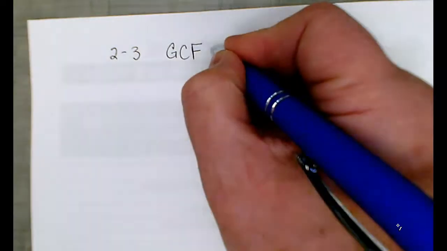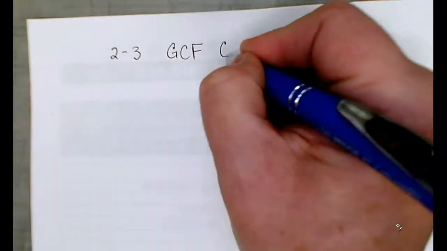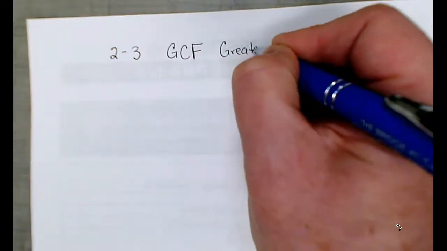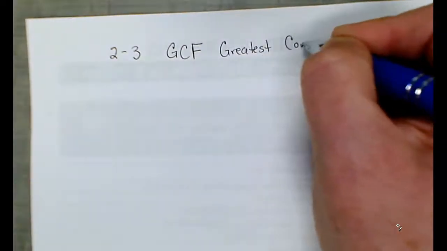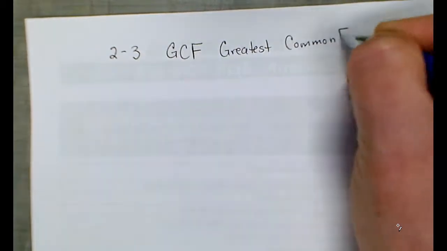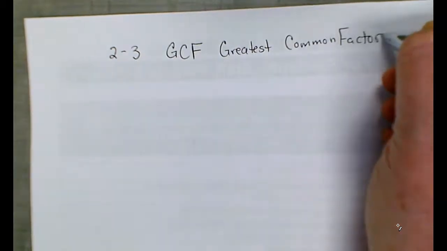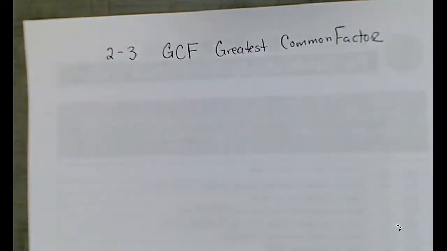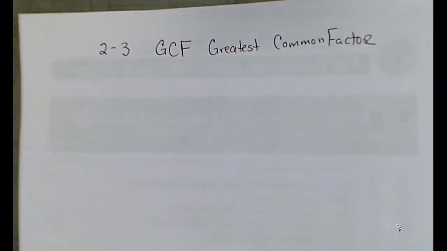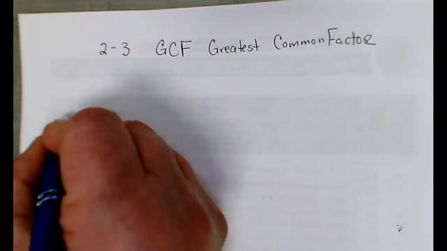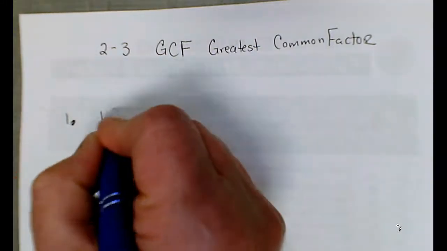Okay, so we are going to be factoring out the GCF. GCF stands for greatest common factor. We're going to be factoring the greatest common factor. And so we're going to divide the greatest common factor out of our example.